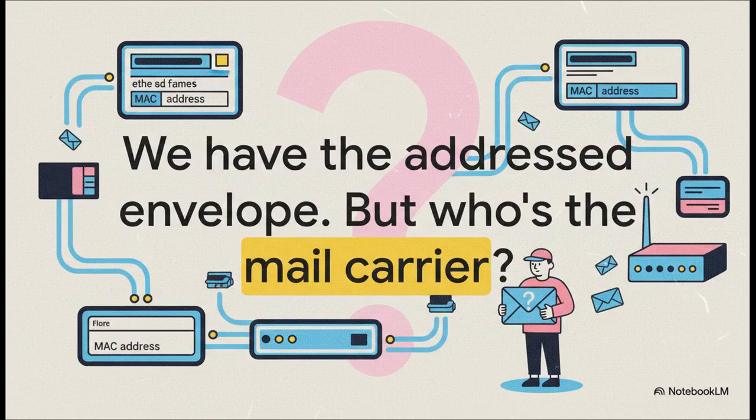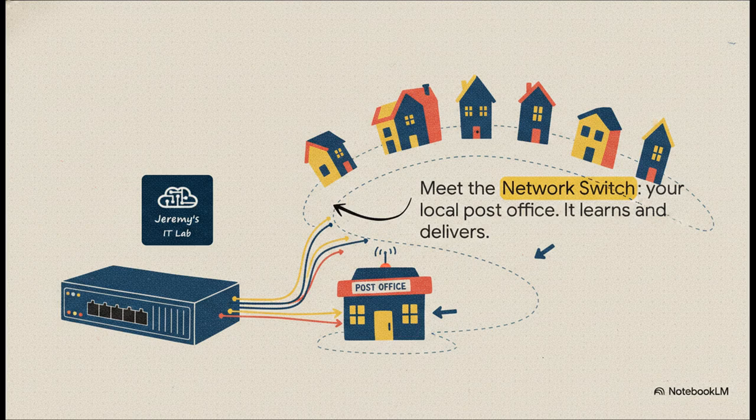Okay, so we've perfectly built our digital envelope. Our Ethernet frame is sealed, it's got a unique to address, a unique from address, it is ready to go. But who's the mail carrier? Who's actually going to read that address and deliver the mail on our local network? Say hello to the network switch. If all your devices are like houses on a street, the switch is your friendly neighborhood post office. Its entire reason for existing is to look at the destination MAC address on every single frame it gets and then forward it only out the specific door or port where that device lives. It's way, way smarter than just shouting the message out to everyone on the street.